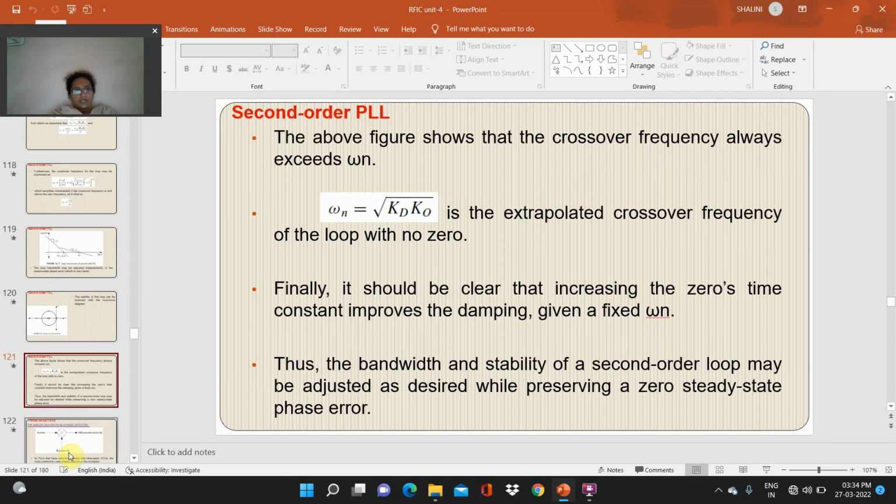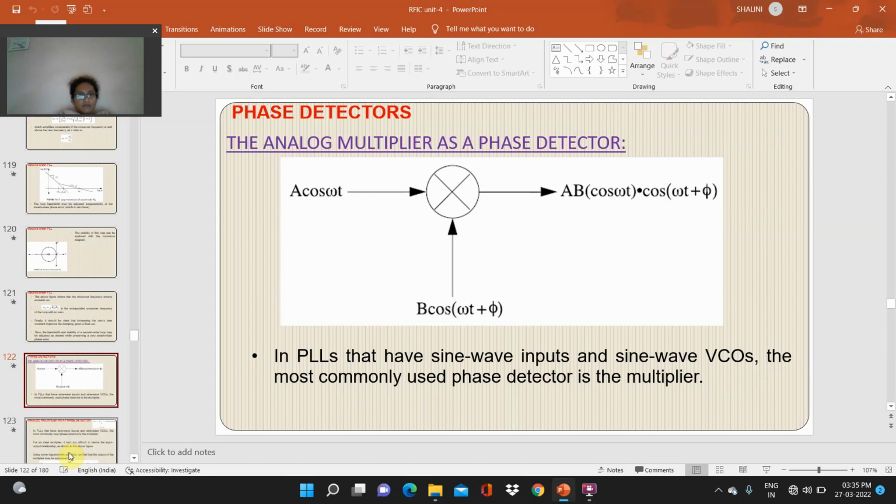Next, second order PLL. The above figure shows that the crossover frequency always exceeds omega n. Omega n, equal to the square root of Kd times Ko, is the extrapolated crossover frequency of the loop with no zero. Finally, it should be clear that increasing the zero's time constant improves the damping, given a fixed omega n. Thus, the bandwidth and stability of a second order loop may be adjusted as desired while preserving its zero steady state phase error. Phase detectors.